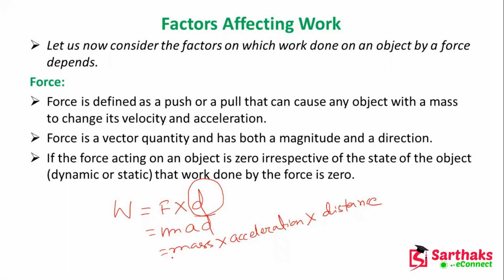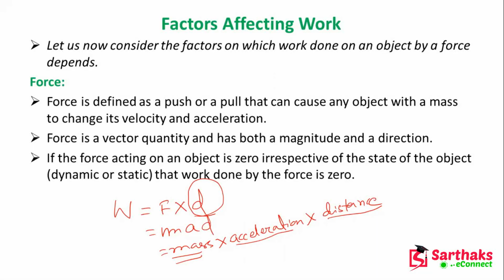So the mass is constant. We are thinking that mass is constant, so it depends on the acceleration, and it depends on the distance. And distance also depends on how much force you are applying. Force is a vector quantity, has magnitude and direction. If the force acting on an object is zero, irrespective of the state of the object, the work done by the force is 0. So the work done depends on acceleration as well as the distance, and also the applied quantity of the force.